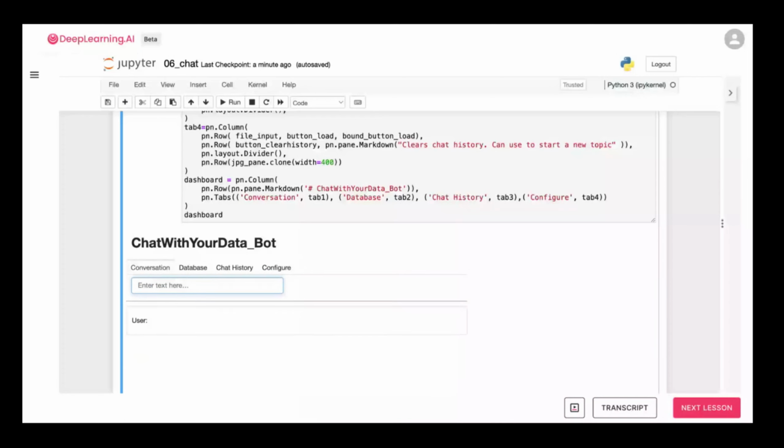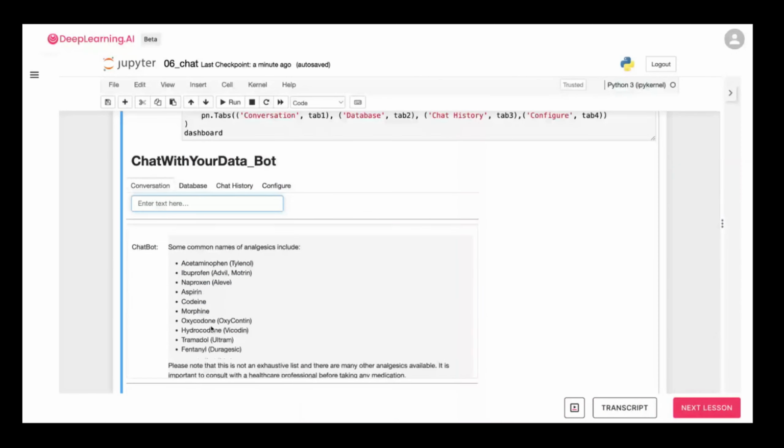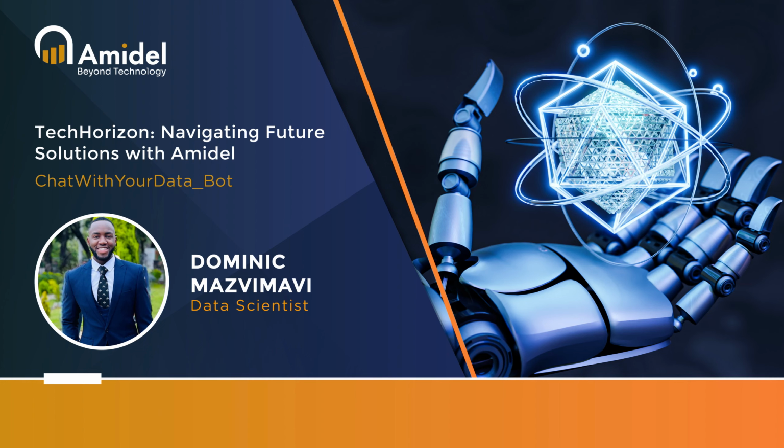So you ask, what are some names of painkillers? Or no, analgesics, your paracetamol, etc. And let's see what it gives us. Okay, so these are your aspirin, codeine, something like that. Your fentanyl. These are the addictive ones. And yeah, that's the end of my presentation.